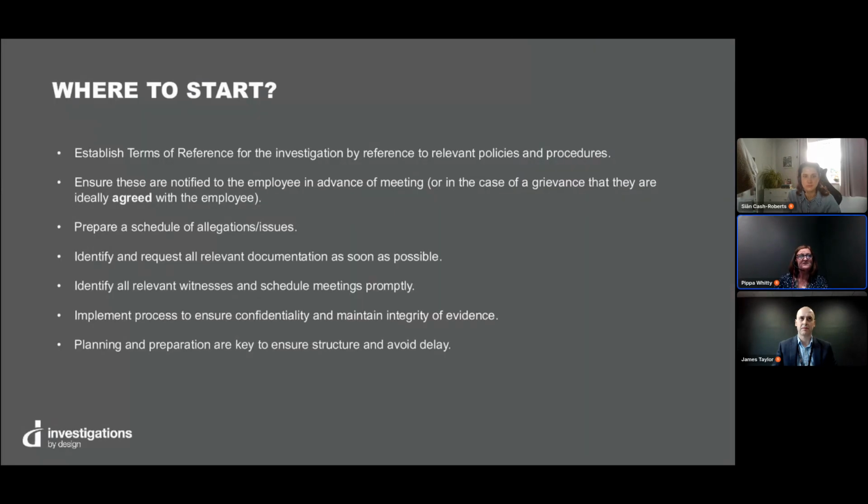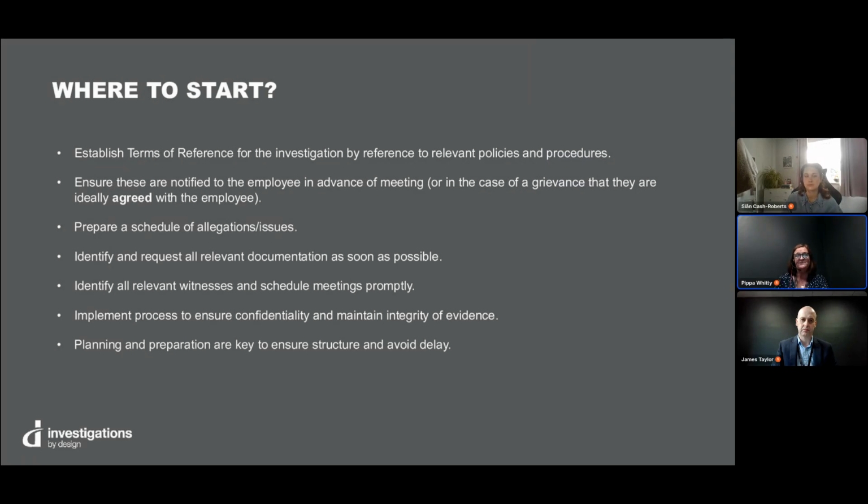So where to start? Well, in practice, the quality of investigations is also shaped by the planning that takes place at the outset. The first step is to establish clear terms of reference. Those should be prepared by reference to the relevant workplace policies and procedures, so the investigation has a proper framework. The terms of reference should identify what is being investigated, the scope of the investigation, who is involved, and what the investigator is being asked to do.